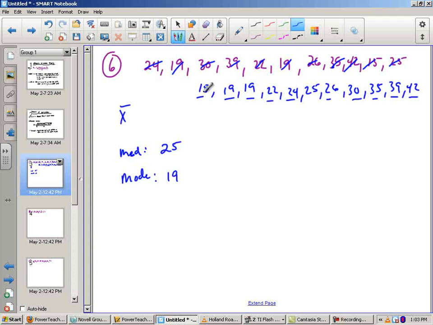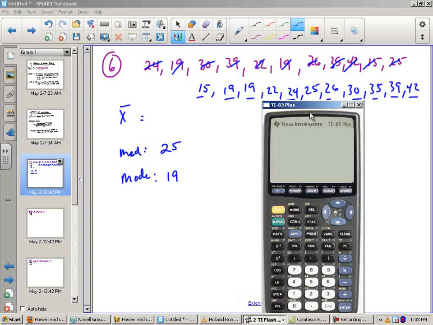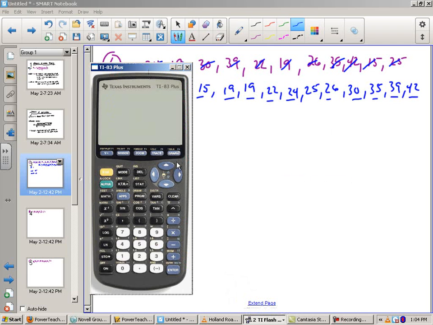And then finally, I want to evaluate the mean. Now the mean is when I add all of these up and divide by the number of entries. If I counted correctly, there's 1, 2, 3, 4, 5, 6, 7, 8, 9, 10, 11 entries. So I'm going to grab my calculator. Okay, put it right here.